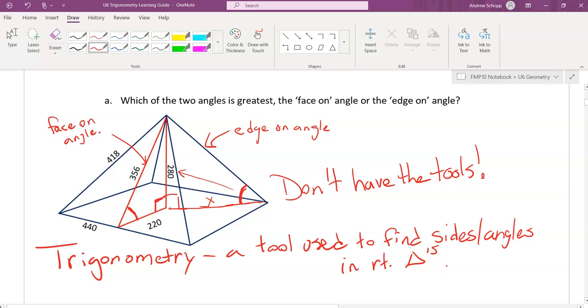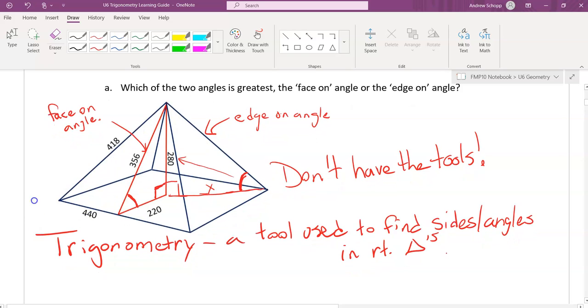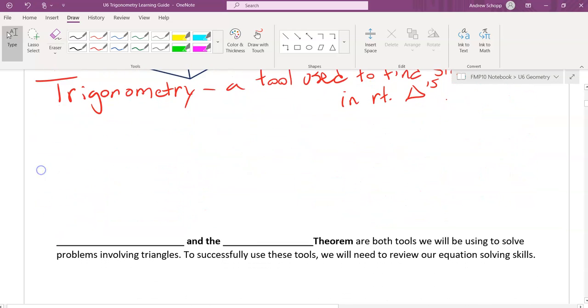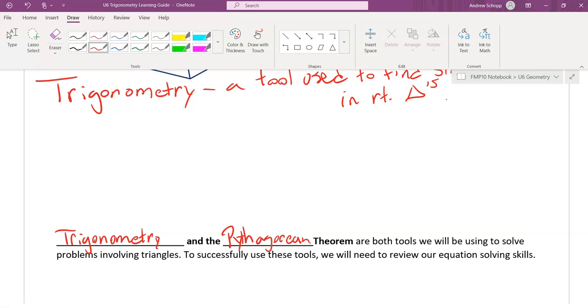To use trigonometry, we're going to need to review our equation solving skills, and much like with the Pythagorean theorem, we will also need to use equation solving skills. So trigonometry and the Pythagorean theorem are both tools that we're going to use in this unit. And like I said, we're going to need to review our equation solving skills. So let's do that now.